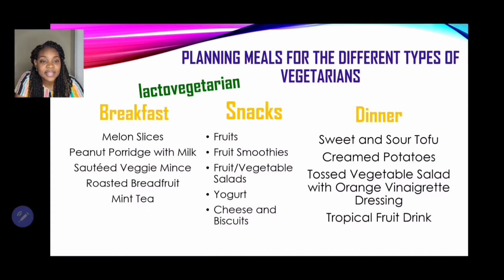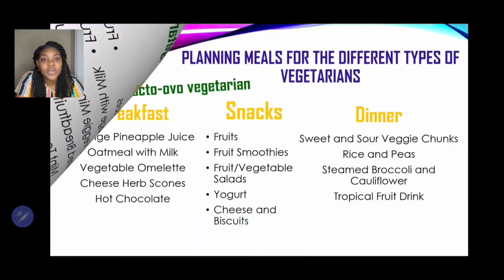Now for the snacks list, you notice that it's a little bit longer. So we have fruit smoothies, fruit or vegetable salad, and we have added yogurt and cheese, because remember they consume what? Dairy products and also milk. Good. Now let us look at the dinner option. For the dinner, there is sweet and sour tofu, creamed potatoes, tossed vegetable salad with orange vinaigrette dressing, and also a tropical fruit drink.